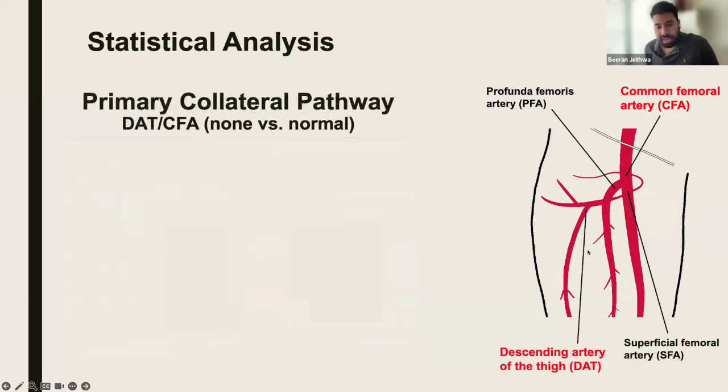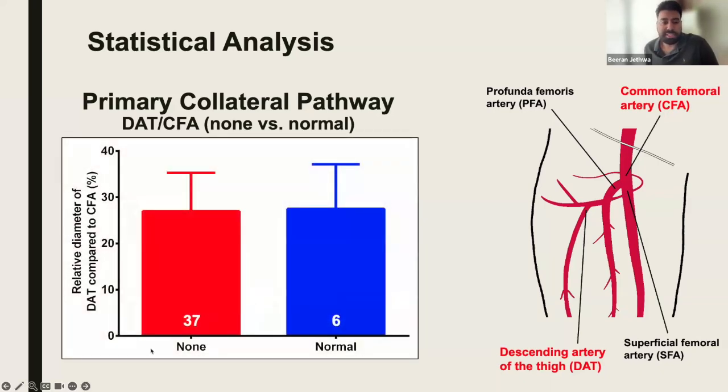So then we compare the collateral pathway and see any differences there. Here again, we see in the red, these limbs did not have anastomosis, these limbs did have anastomosis. On this t-test, we did not see any significant differences between these two categories. So in comparing the descending artery of the thigh to common femoral artery, there's no significant difference in relative vessel diameter in limbs that lacked anastomosis than limbs that had anastomosis. So essentially, no data to suggest that if this is wide enough, an anastomosis will be formed later, distally.